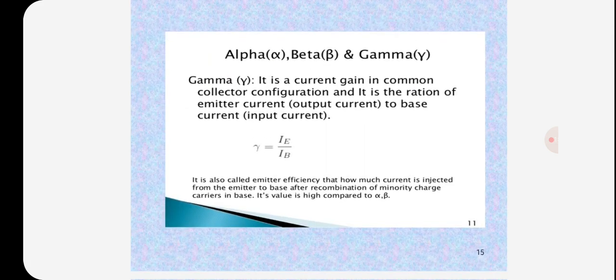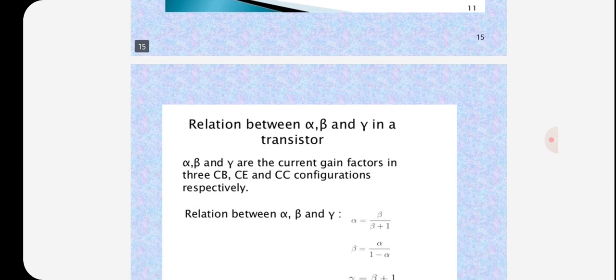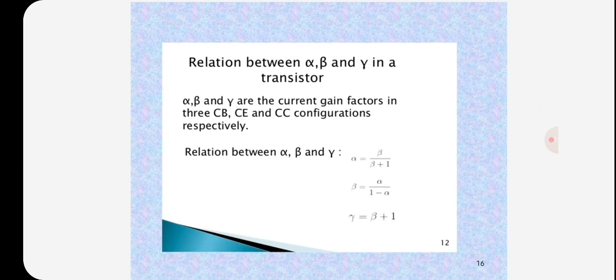So the relation between alpha, beta and gamma: gamma is equal to IE by IB. Gamma is the current gain in common collector configuration, and it is the ratio of the emitter current, that means output current, to the base current, that means input current. So the relation between alpha, beta and gamma in the transistor: alpha is equal to beta by beta plus 1, and beta is equal to alpha by 1 minus alpha, and gamma is equal to beta plus 1.